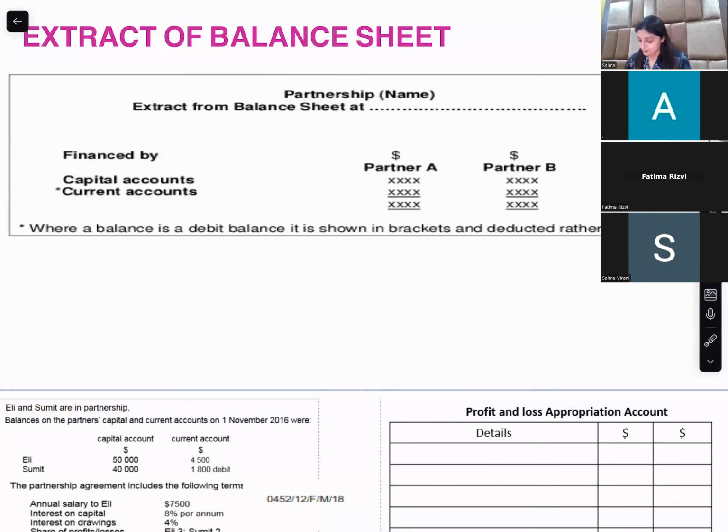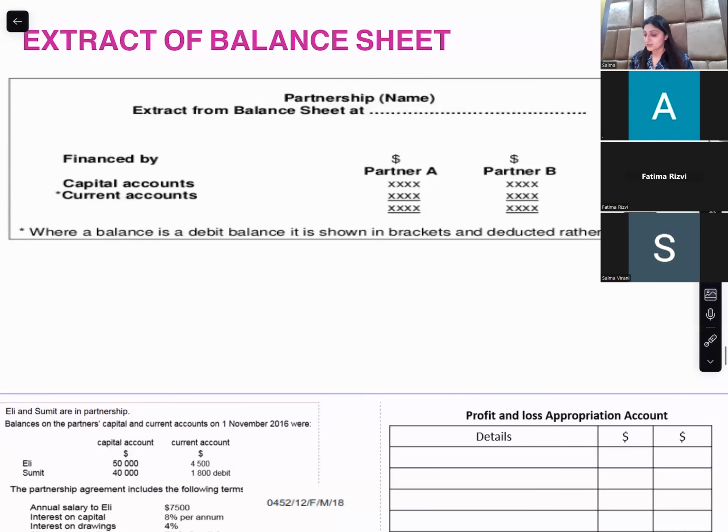Okay. So we are going to learn the extract of balance sheet that we are asked to make after making a profit and loss appropriation account. They ask you to make a profit and loss appropriation account, a current account. Capital account will always have their balance. The opening balance will always remain the closing balance. Are you with me?